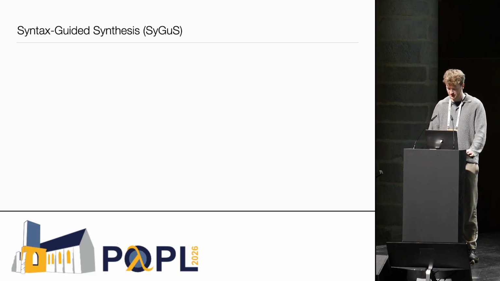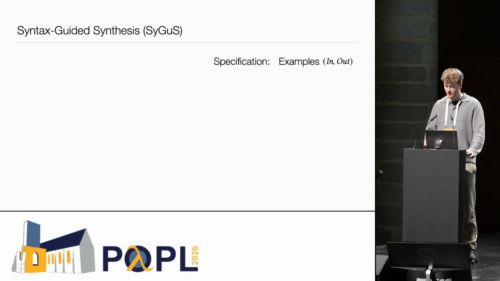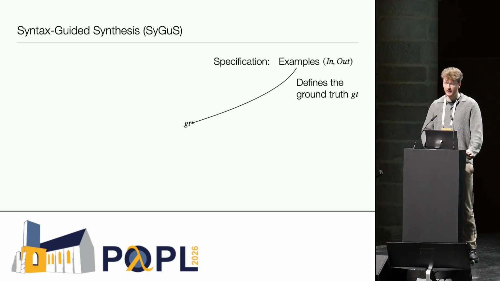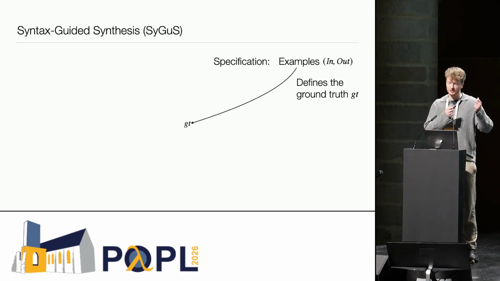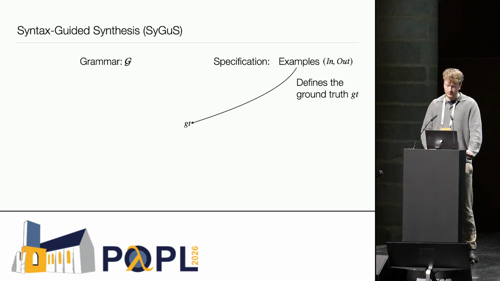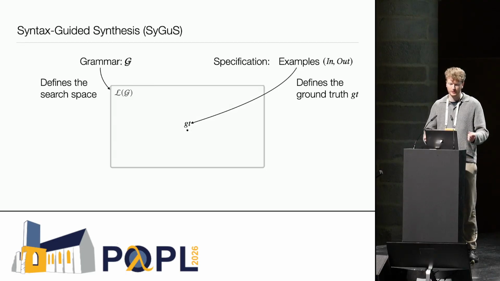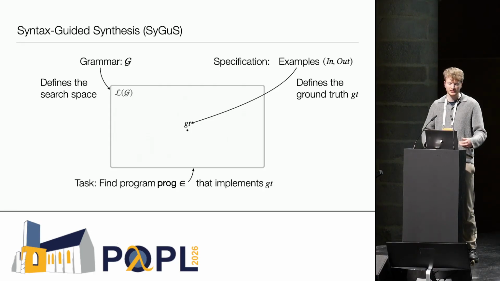also called SyGuS. So in SyGuS, you're given a specification in the form of some input and output examples. And these define the ground truth. And the ground truth transforms the inputs into their corresponding outputs. Then you're also given a grammar. And this grammar defines the search space of all the possible solutions. So the task now is to find a program inside that search space which implements the ground truth.